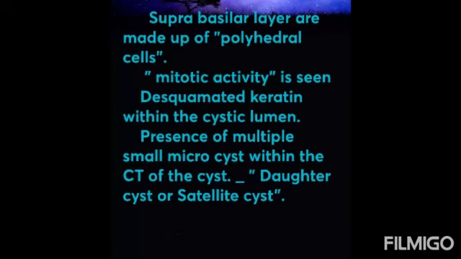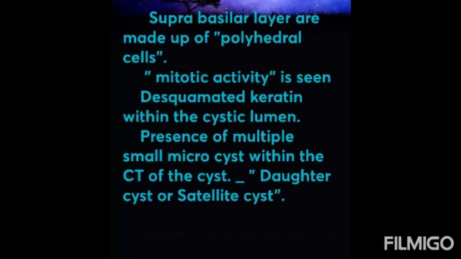The basophilic nuclei are situated away from the basement membrane, and the suprabasal layers are made up of polyhedral cells. Mitotic activity is also seen, with desquamated keratin within the cystic lumen, and presence of multiple small microcysts within the connective tissue of the cyst. These multiple small microcysts are called daughter cysts or satellite cysts, because these cysts have a higher recurrence rate. So daughter cysts are microcysts present within the connective tissue of the cyst.